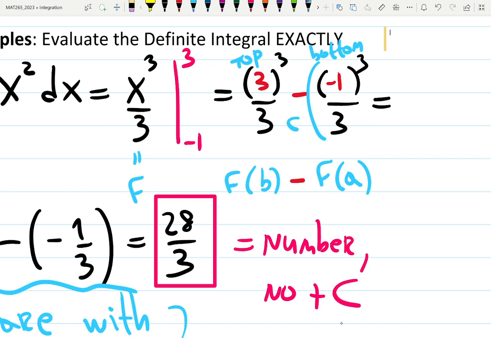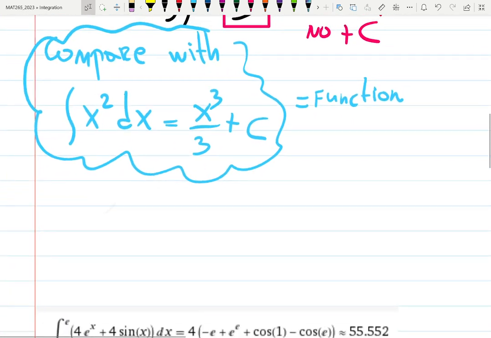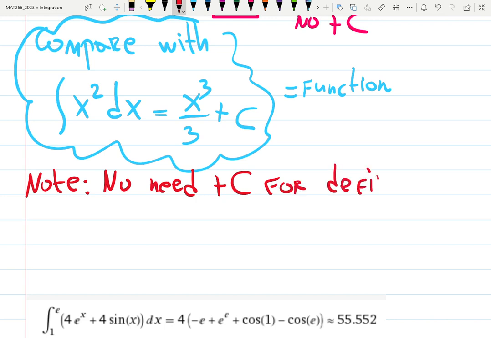But also, it's not a family of solutions anymore. That's also another way to see it. So don't be bothered with plus c for the definite integral. And that's why students like it so much. Finally, no bother here. So another thing to explain to you is, or maybe let me make it as a note so you remember. Note, no need plus c for the definite integral.